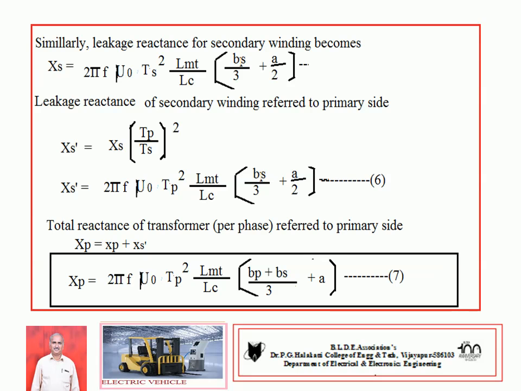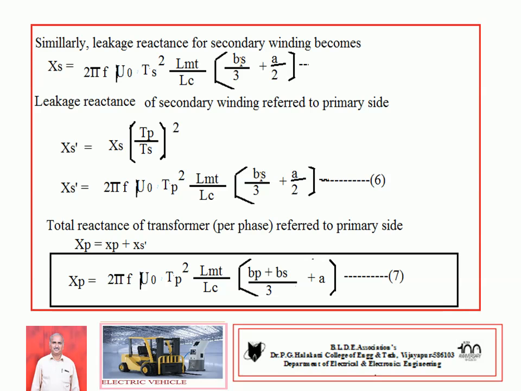So I want to calculate the total reactance of the transformer. Hence I want to transfer this secondary winding reactance to refer to the primary side. I convert it by taking the turns ratio with reference to primary. Then XS dash, multiplying by the turns ratio TP by TS square, gives equation number 6. This represents the leakage reactance of the secondary winding referred to the primary side.